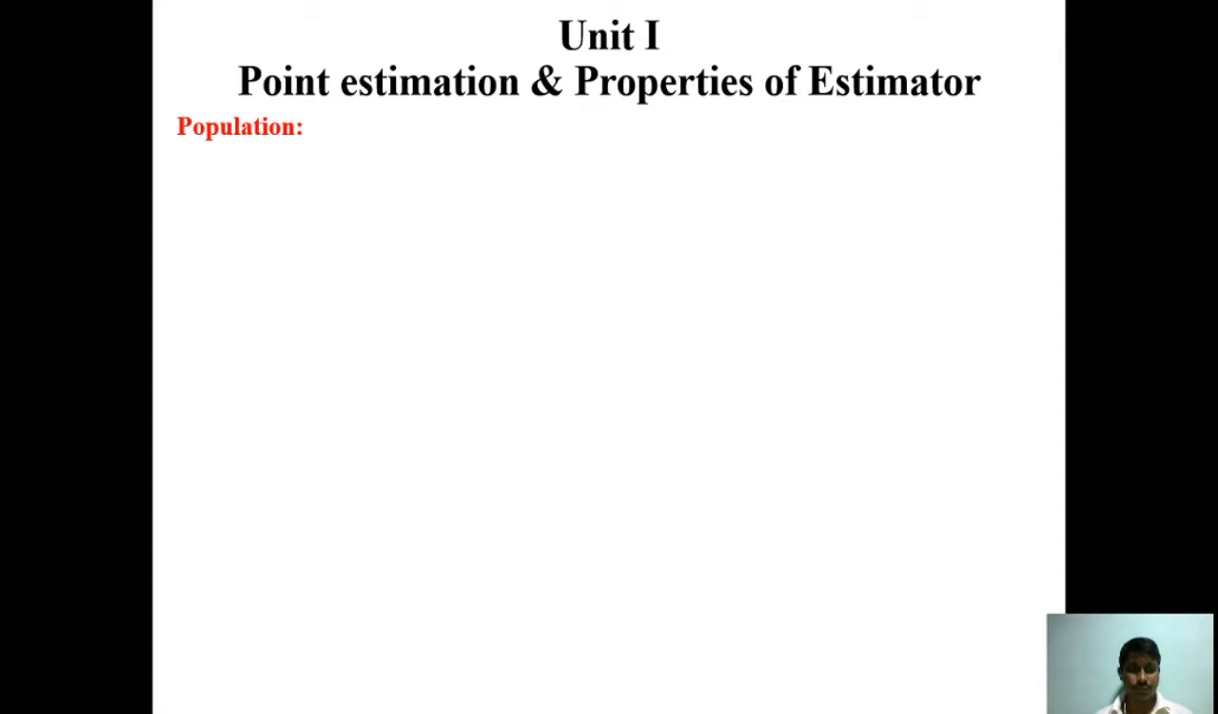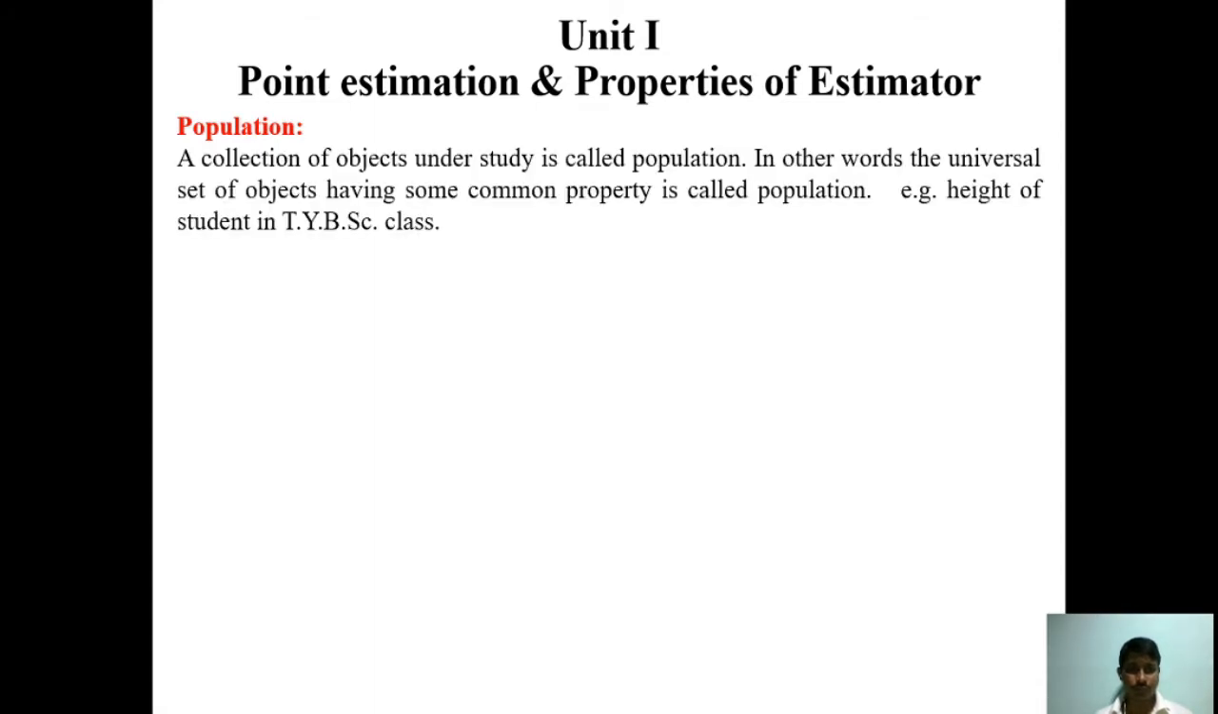First, the first definition is population. The definition is a collection of objects under study is called population. In other words, the universal set of objects having some common property is called population. Population means a group of individual observations in which all the observations have some common property. For example, height of students in TYBSc class. We measure the height of all the students of TYBSc class and consider this group, which is called a population.